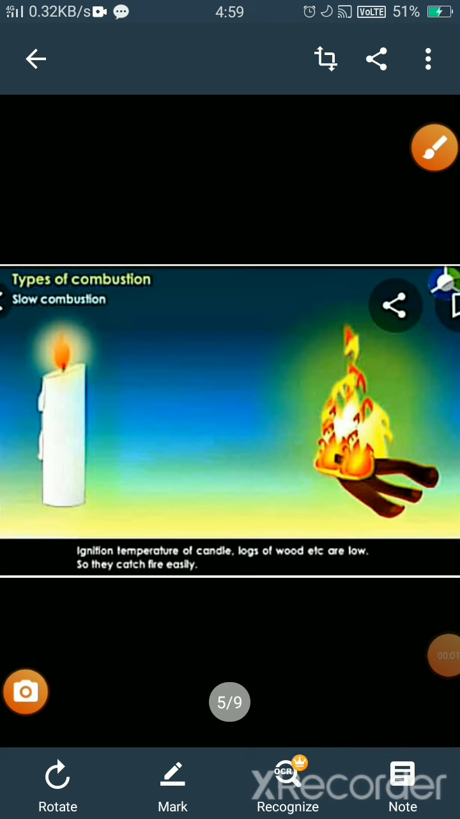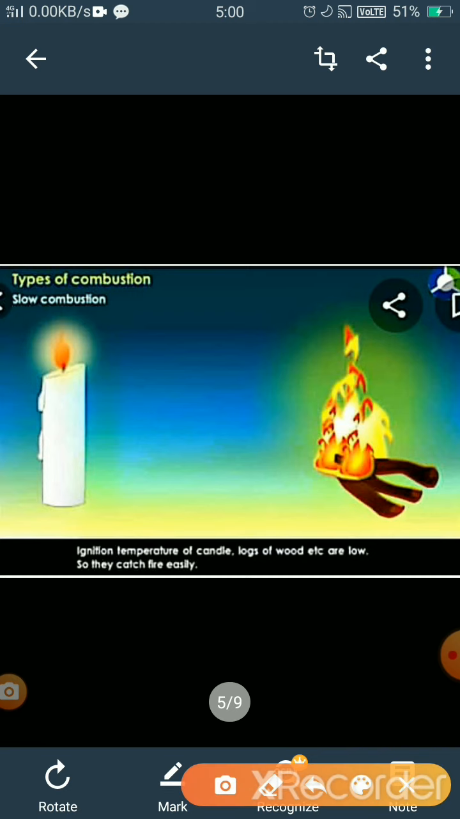Now, types of combustion. First is incomplete combustion, or we can say slow combustion. This type of combustion occurs when we do not get enough oxygen. So the fuel or combustible substance does not burn completely and it leaves some residue, and has a very low temperature flame, and the flame is of yellow color.